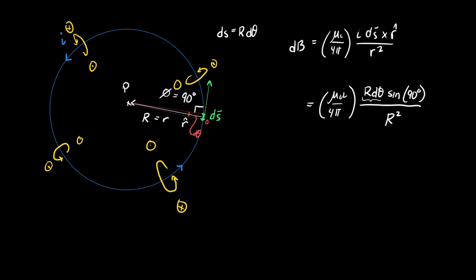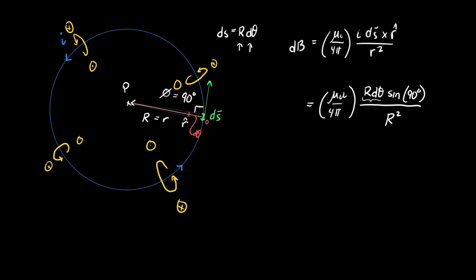Can you just go over again how you figured out that ds was R d theta? Well, yeah, arc length is the product of a radius and an angle measure, so I just use a really small piece of angle. Does that make sense? Yeah. Okay.